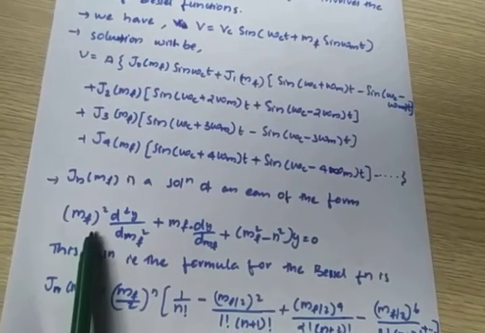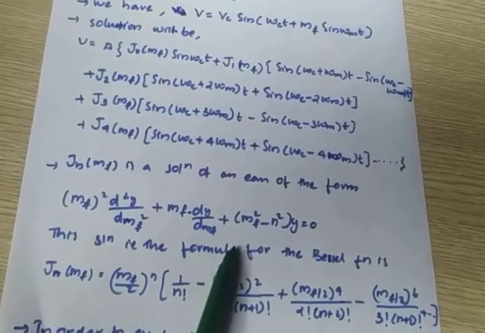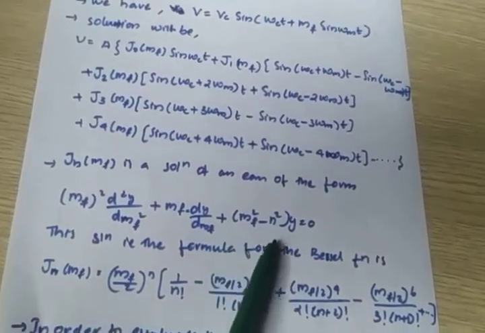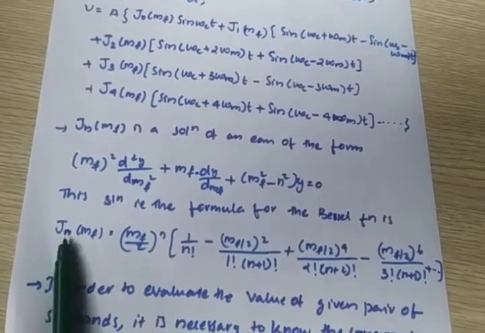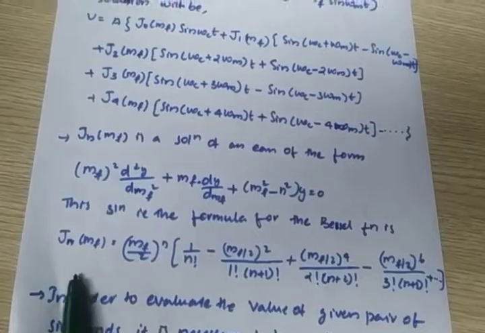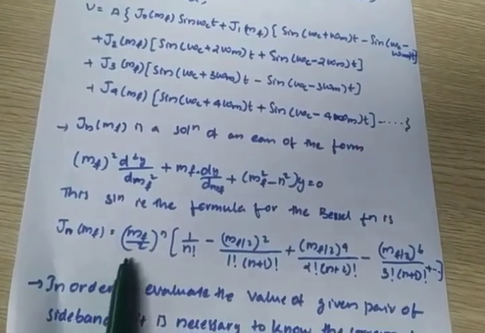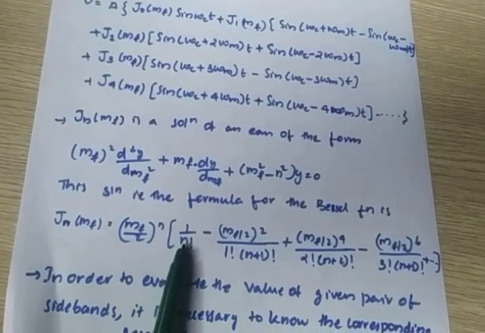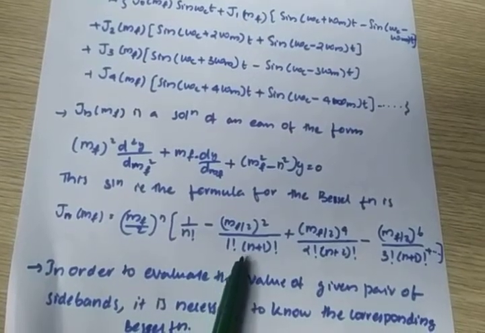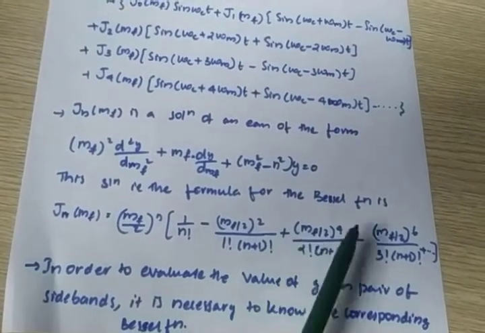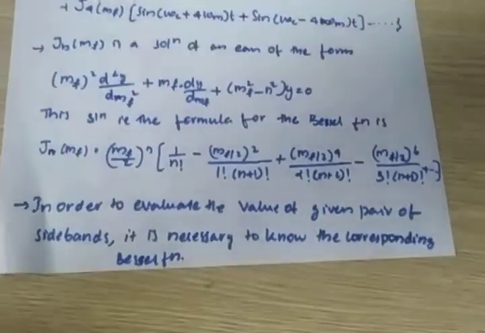This is the general standard form of the equation: mf squared d squared y by d mf squared plus mf dy by d mf plus (mf squared minus n squared) y equals 0. The solution is the formula we obtain from the Bessel function. Jn of beta equals (mf by 2) raised to n times [1 by n factorial minus (mf by 2) squared by 1 factorial (n plus 1) factorial plus (mf by 2) raised to 4 by 2 factorial (n plus 2) factorial, etc.] It goes on like that.